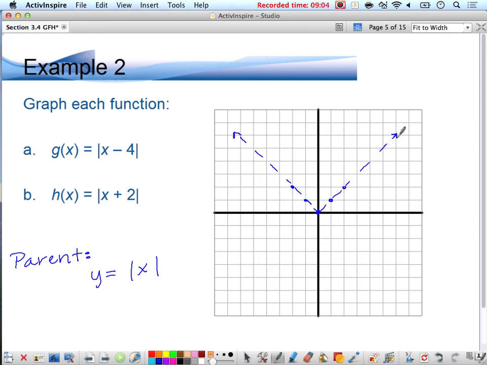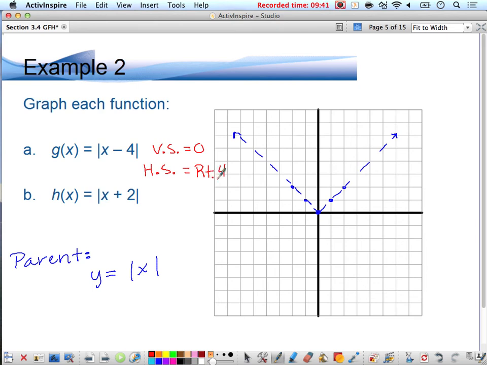So now let's look at part A. Does it have a vertical shift? A vertical shift would occur outside the grouping symbol. So it would occur over on the end here. Does it have a vertical shift? No, there's no vertical shift. So we'll say that that one is 0. But there's a horizontal shift of positive 4. So positive 4 means it's going to move to the right 4 units. So that guy has a horizontal shift of positive 4 moving to the right 4 units.